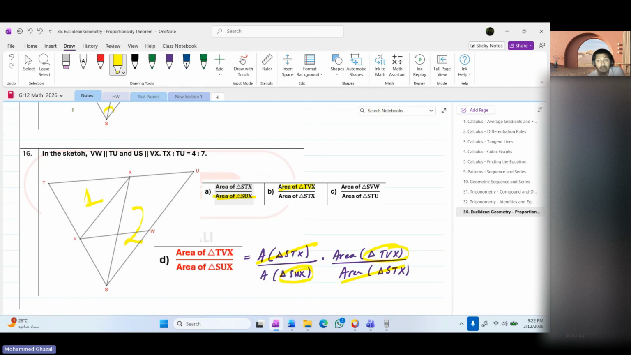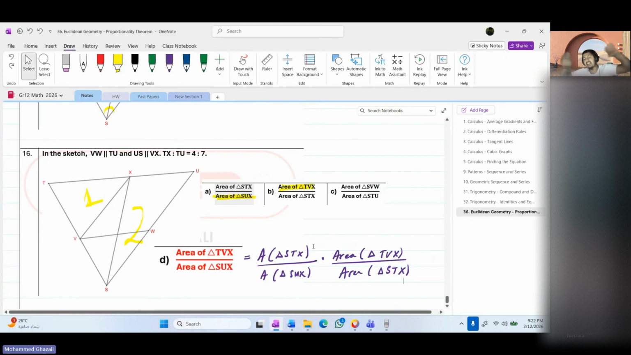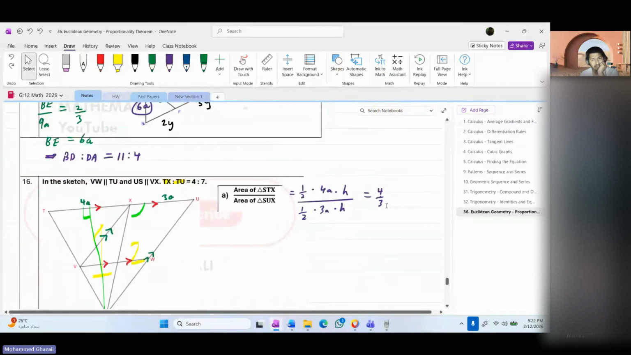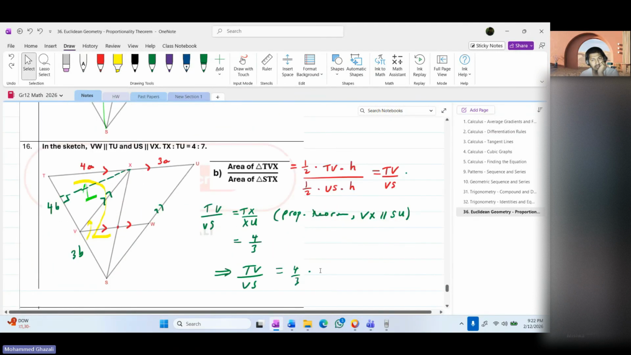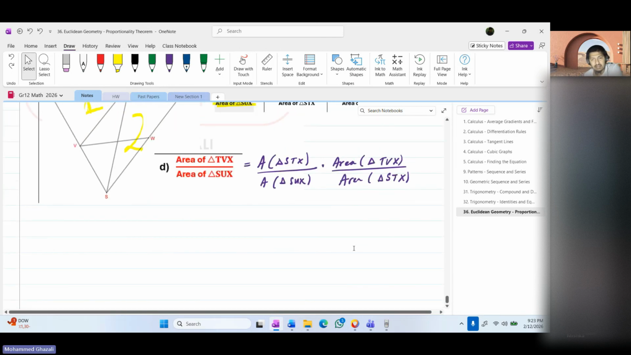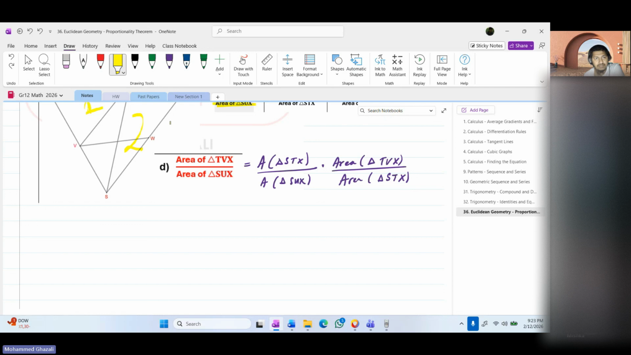Nice. But we can't cancel them out. We just take the two answers and multiply them. Right? When you have unrelated triangles, that's what you always have to do. And a question like this came out in a past paper. So what was the first answer? The first answer was 4/3. 4/3 times 4/3. That's it. So this here was 4/3.